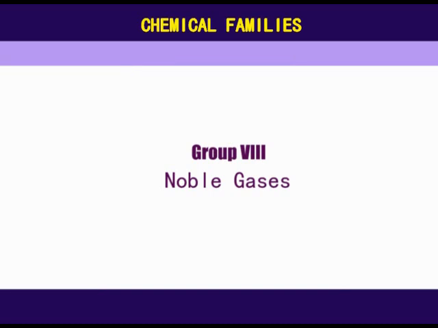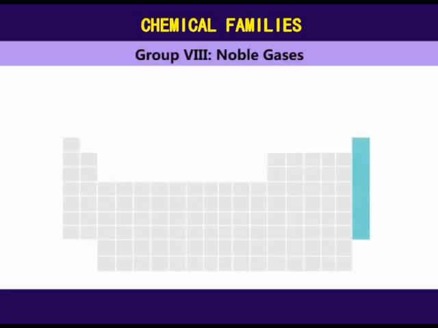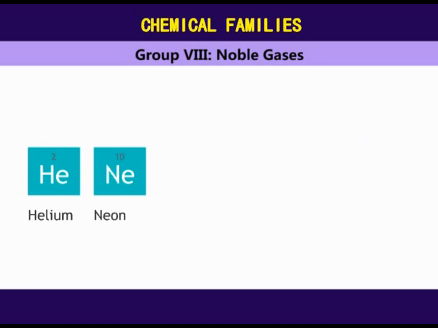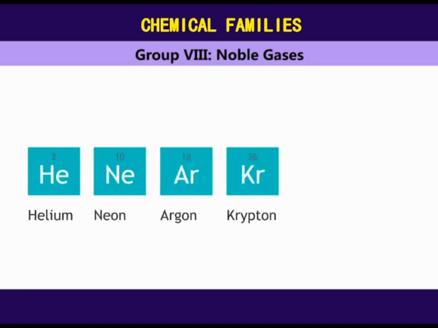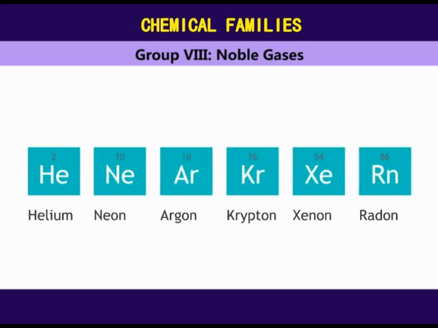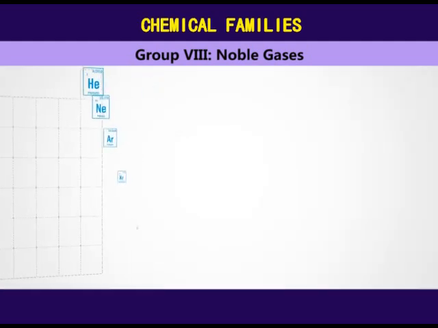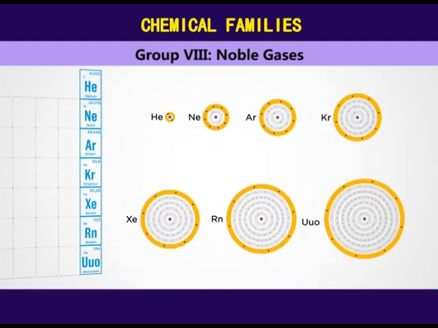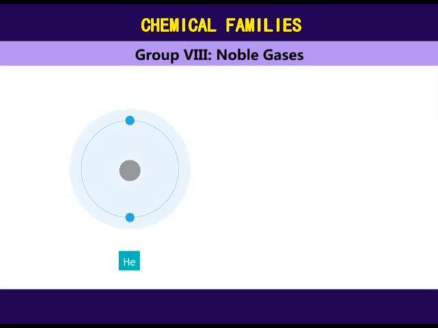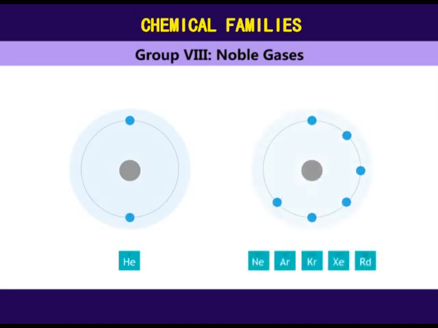Last family, the noble gases. The noble gases are the group 8 elements: helium, neon, argon, krypton, xenon, and radon. These elements are notable for having a full valence shell of electrons. Helium has 2 valence electrons, whereas the others each have 8 electrons. This makes them very stable elements.